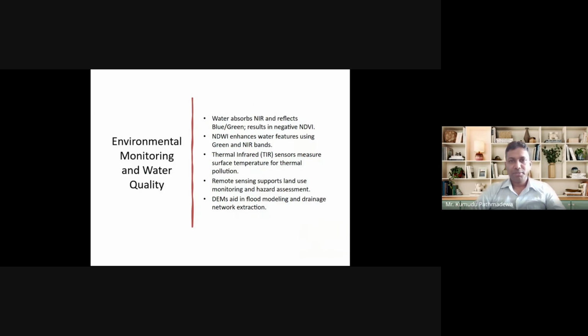Environmental studies: hyperspectral data helps map water quality, detect pollutants, monitor algae blooms, and analyze land use changes. Water absorbs near-infrared and reflects blue-green wavelengths, while thermal sensors detect changes in surface temperature. Combining hyperspectral data with digital elevation models enables better flood hazard map analysis. Those things can be done for environmental monitoring and water quality when we use hyperspectral images.